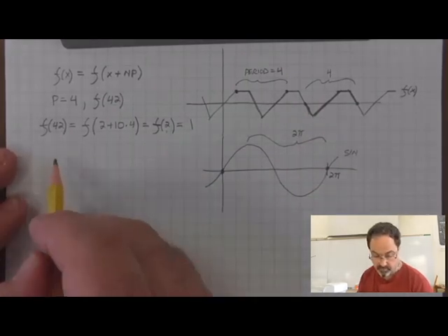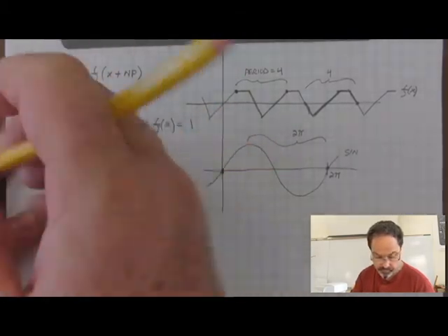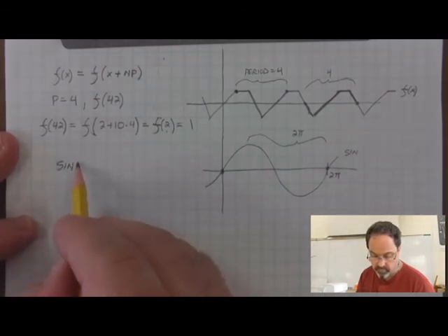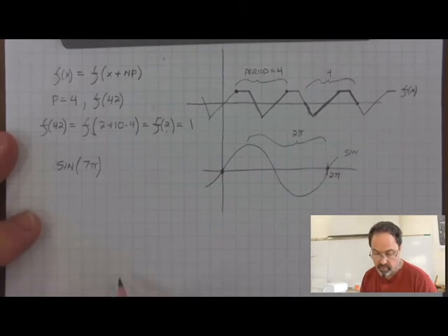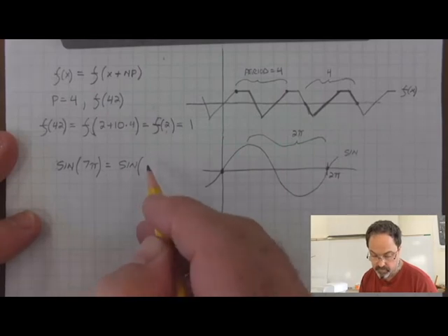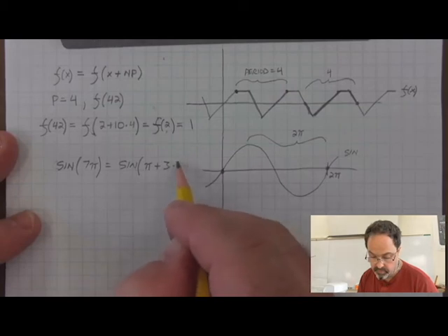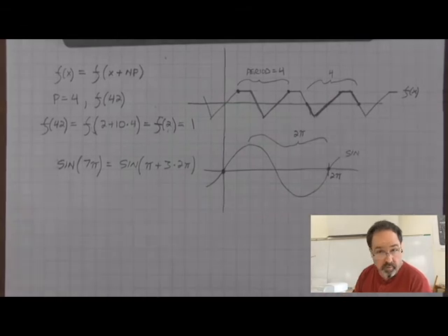Let's do this with a sine function. If I wanted to know what the sine of 7 pi was, I could think of it as being the same value at pi plus 3 periods of 2 pi. A cyclical function, one that is periodic, means that it's going to repeat its values.